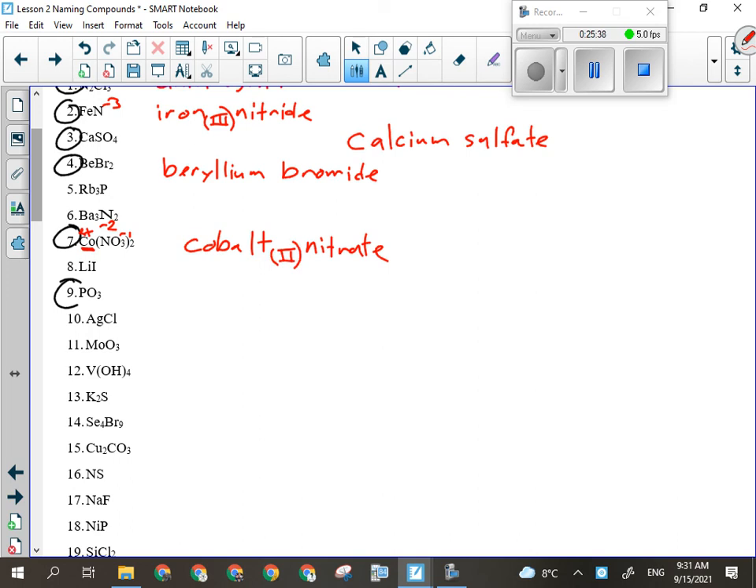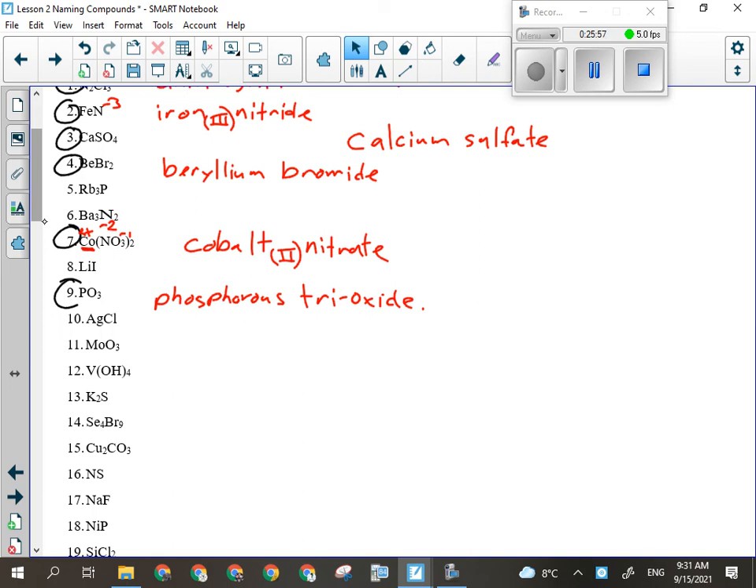And then our last one, phosphorus with oxygen, molecular compound. Phosphorus trioxide. Okay, questions on any of those? All right.